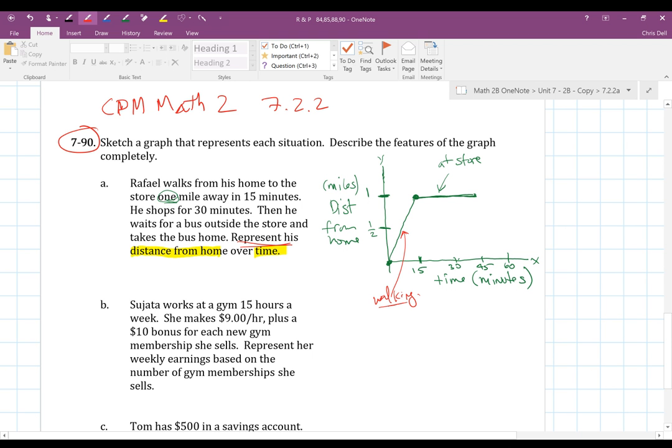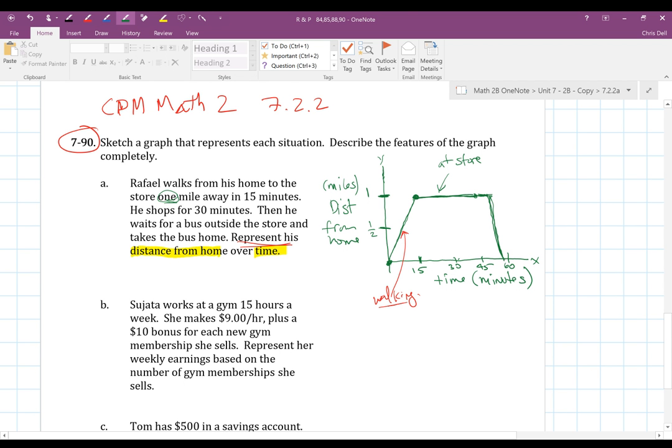And then they keep going. Now what happens? He waits for a bus outside the store. So he actually waits a little longer, and then he takes the bus home. Well, think about the steepness of the walk. It took him 15 minutes to walk 1 mile. If he's on a bus, it's going to go a lot faster. It's not going to take 15 minutes to go a mile. It might be 5 minutes or less. So he's outside for a little bit waiting for the bus, and then he heads home, and it's going to be a lot steeper of a drop because it's only going to take him maybe 5 minutes to get home.